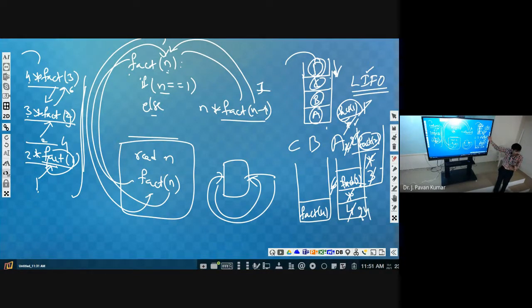Now what will be removed? 24 only there. Okay, so 24 will be removed, that will be displayed. Got it? So this is the execution procedure whenever we have this kind of thing. Clear?